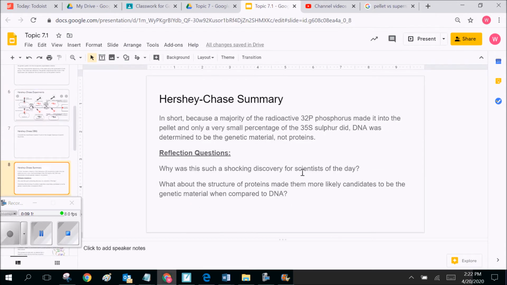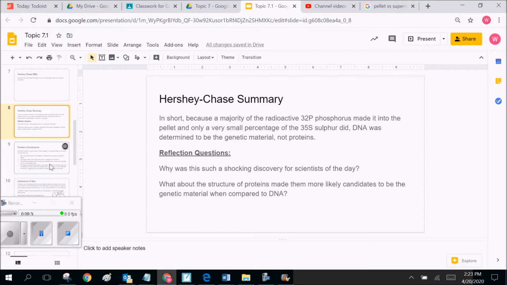So why was this such a shocking discovery for science of the day? Well, because it suggested, wow, okay, so DNA is actually genetic material. And it also made them ask questions about what about the structure of DNA allowed it to be a better candidate than protein.